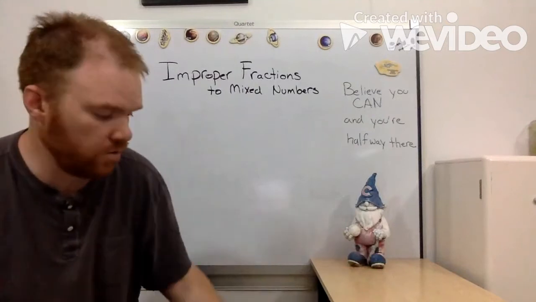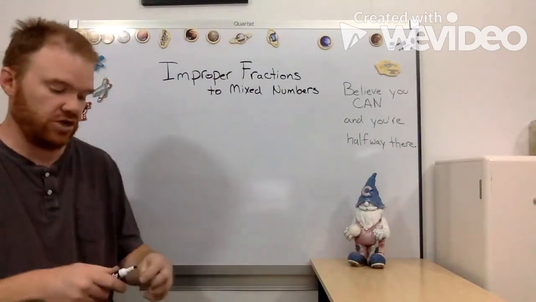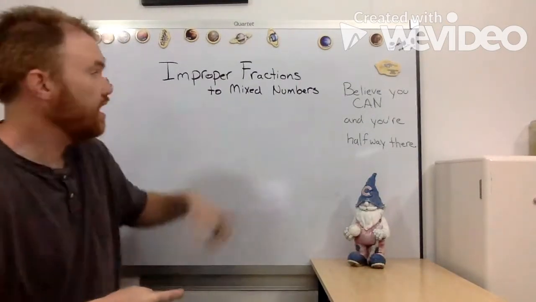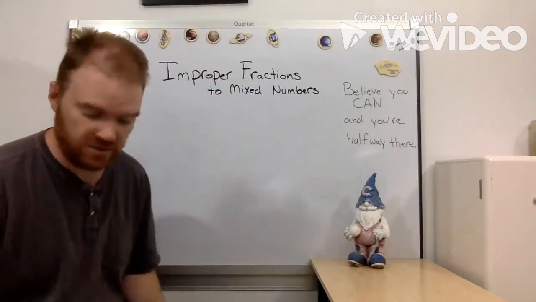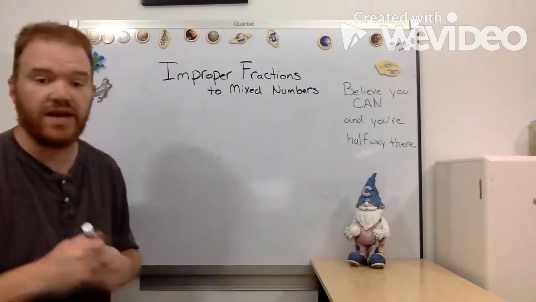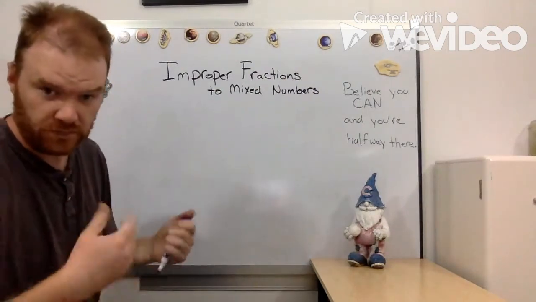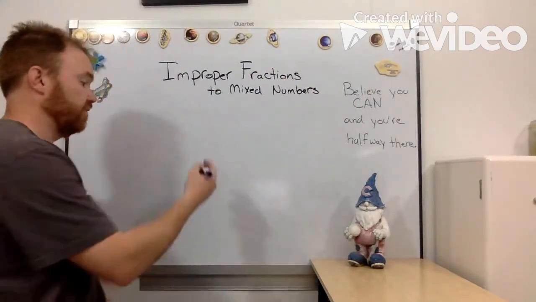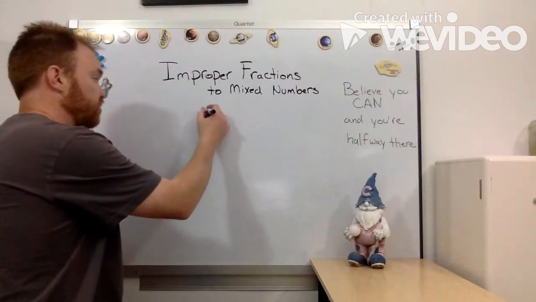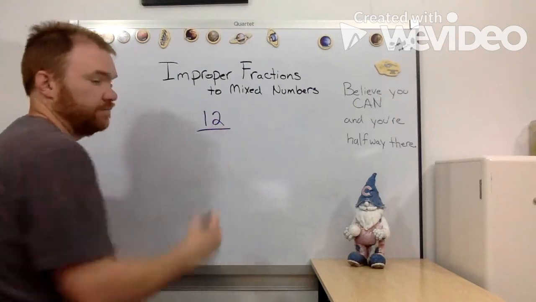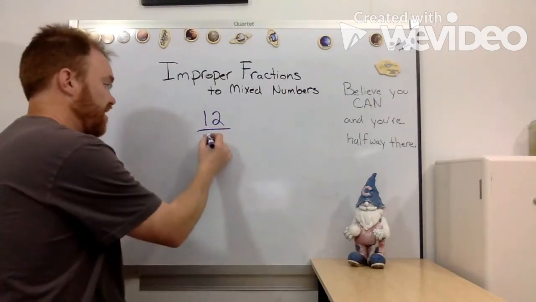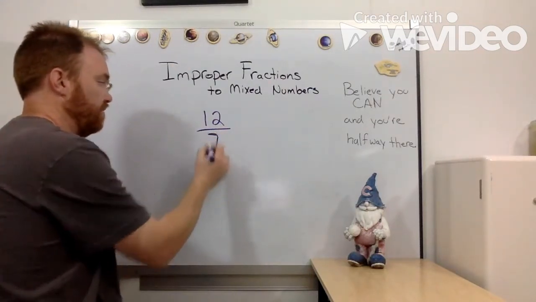So today we're going to talk about improper fractions and changing them into mixed numbers. First, we want to review what an improper fraction is. An improper fraction is when I have a big number on top and a smaller number on the bottom.